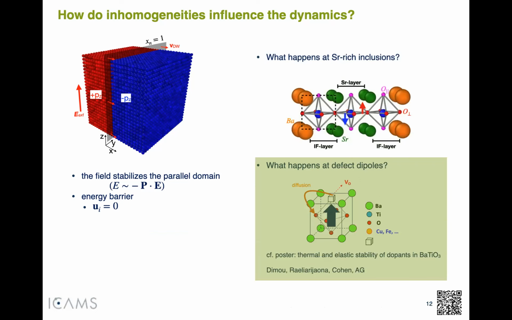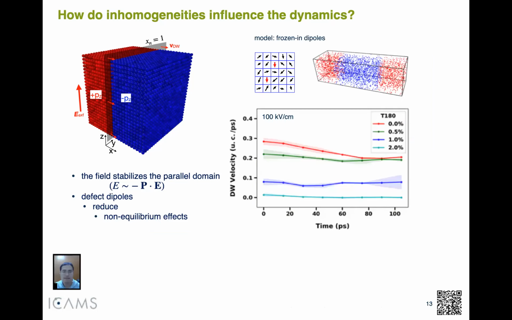And then as a second step, we looked at the defect dipoles. But in contrast to what you may have seen yesterday at the poster, we didn't look at the real dynamics of this defect, but we just assumed, okay, there are defect dipoles in the material. We know that their dynamics is much slower. Let's just, for simplicity, keep them completely fixed. And if we do so, we had the following picture.